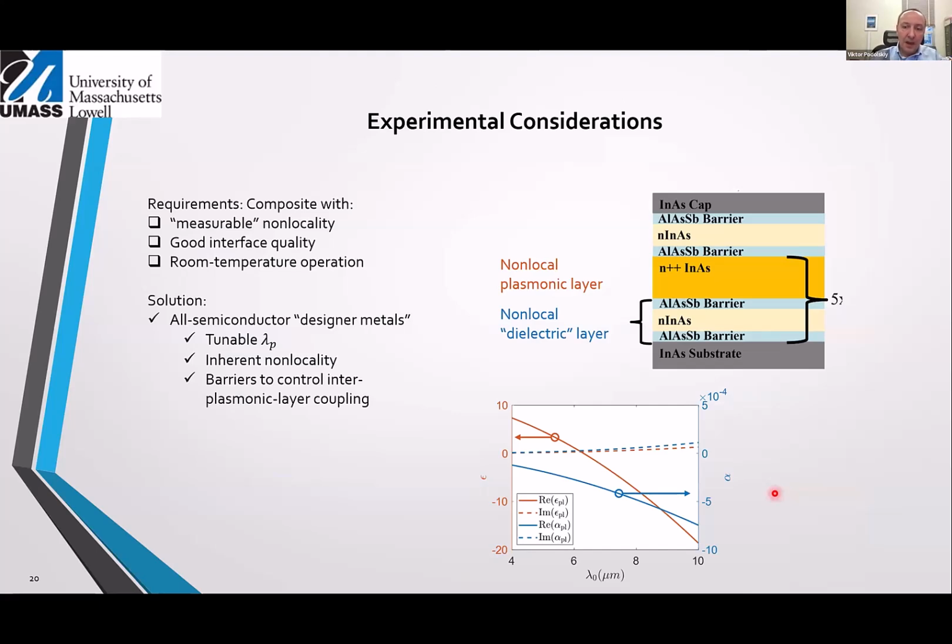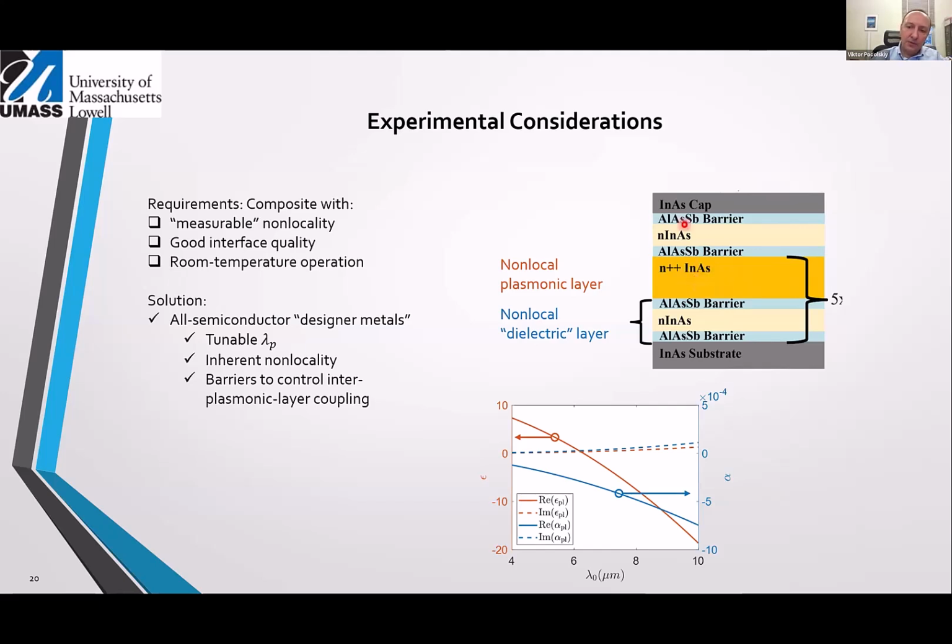in experiments. So if we want measurable non-locality, we have to have composites with good interface quality, room temperature operation, and measurable non-locality of the components. And so I already showed you that plasmonic layers have non-local response. And so this is the material stack that our UT collaborators grow. One component of the stack is this highly doped indium arsenide semiconductor layer. So this is a plasmonic layer that has non-local response because of the Fermi velocity of electrons.